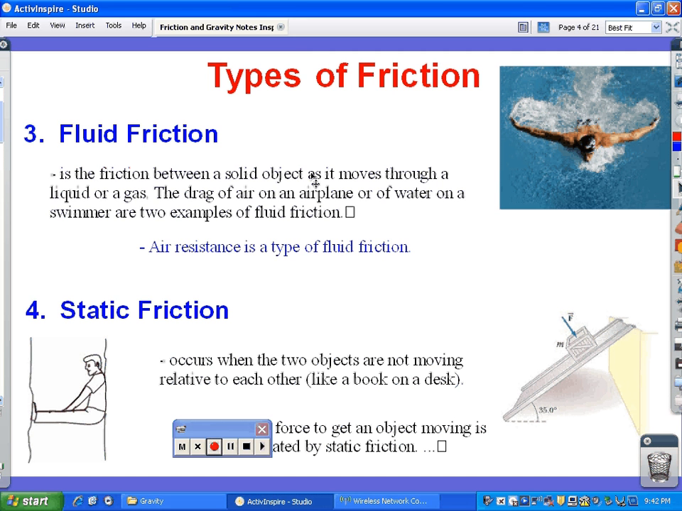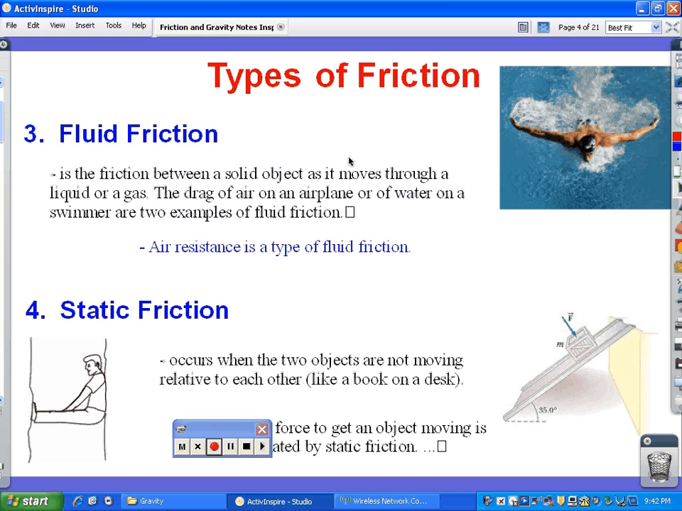Fluid friction, obviously dealing with a fluid, which is a liquid or a gas. The swimmer is having fluid friction. He's actually using it to his advantage. He's pushing the water back and able to propel himself forward as a result.